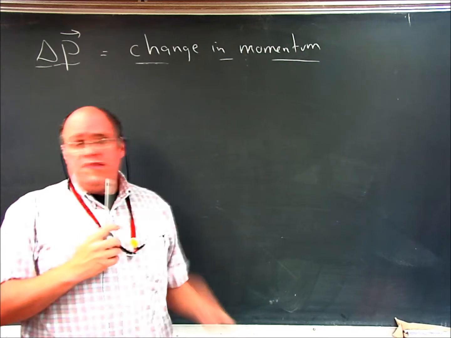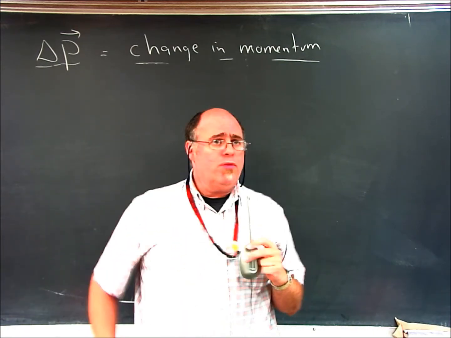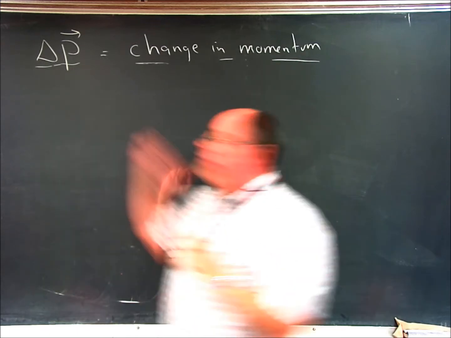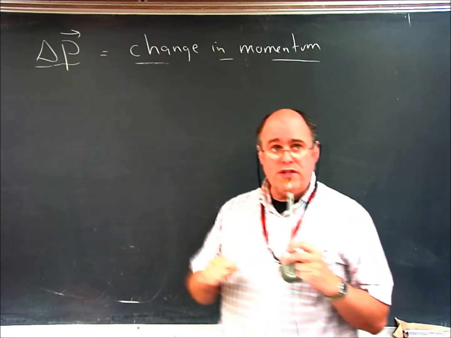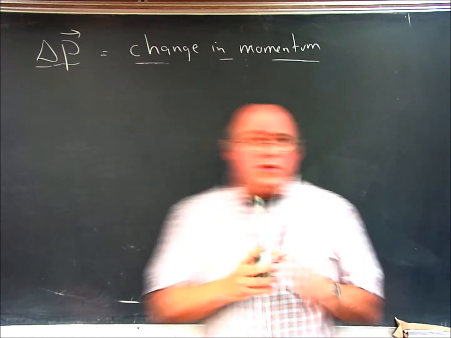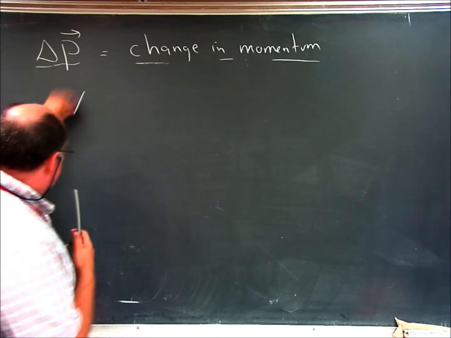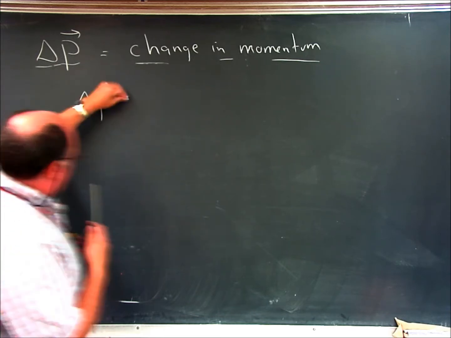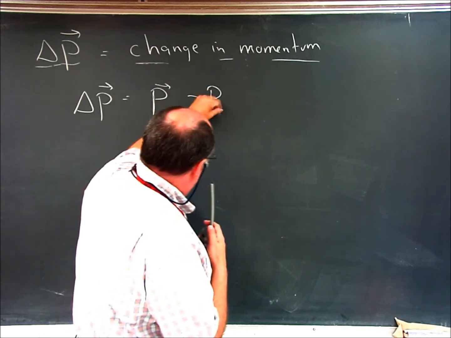So if there was a soccer ball rolling on the ground towards me, and I kicked it so it's moving away from me, the velocity piece will change. Momentum is mass times velocity. So if the velocity changes, the momentum changes. So when they say delta p, we could expand that. So delta p could equal p final minus p initial.